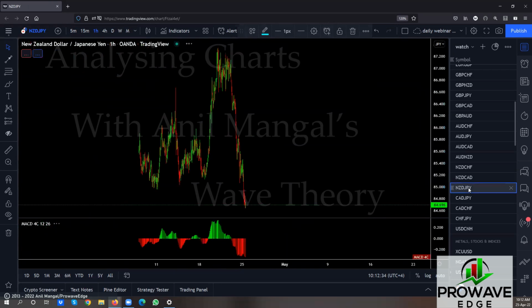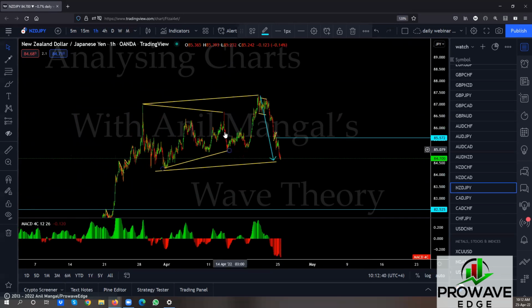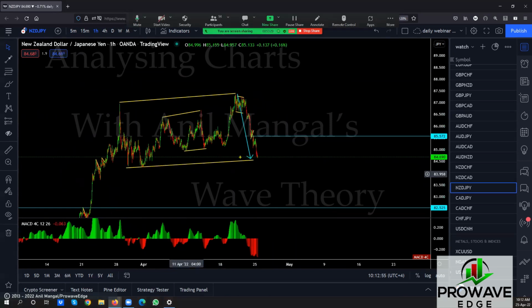New Zealand yen. So two ways you can look at this. One is this is a contracting flat. This is the top, we're totally going down, right? The other one is you take out the contracting flat. You assume that you have a regular flat in here, right? Not the best one, but that's a flat in there. And you can assume that this is going to go back up.